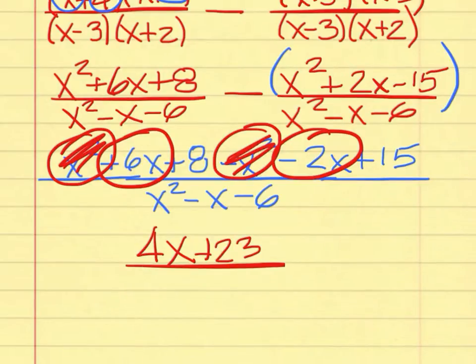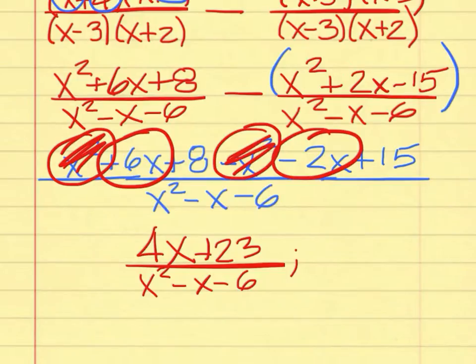What goes on the bottom of this fraction? x squared minus x minus 6. That's right, x squared minus x minus 6. So there's my simplified answer. What do I have to find next? Something with the denominators. That's right, it's something with the denominators.